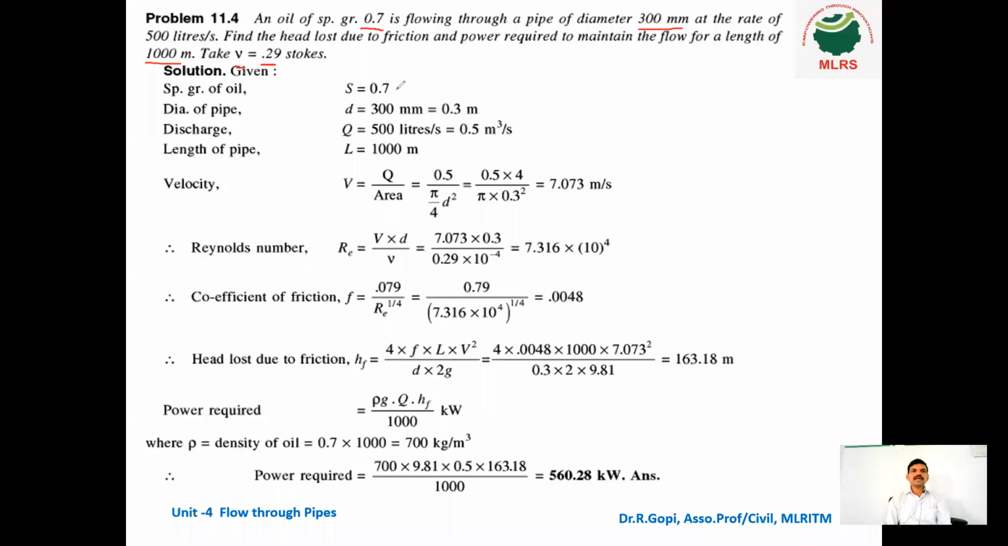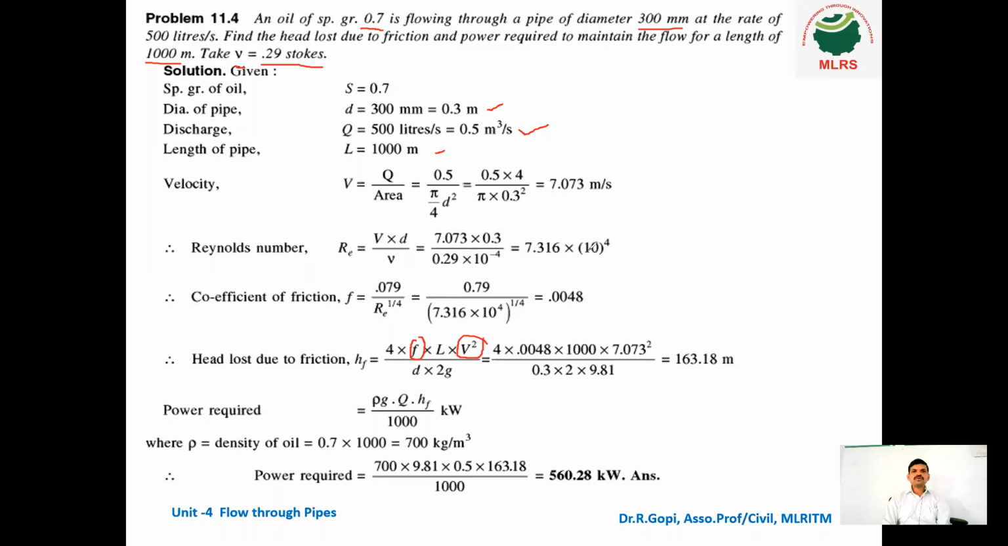So now let us write the data given. The specific gravity is 0.7. Diameter of the pipe D is equal to 0.3 meter, the discharge is 0.5 meter cube per second, and the length of the pipe L is 1000 meter. What are the unknown values? F is not given and velocity is also not given. So first we have to find these two terms.